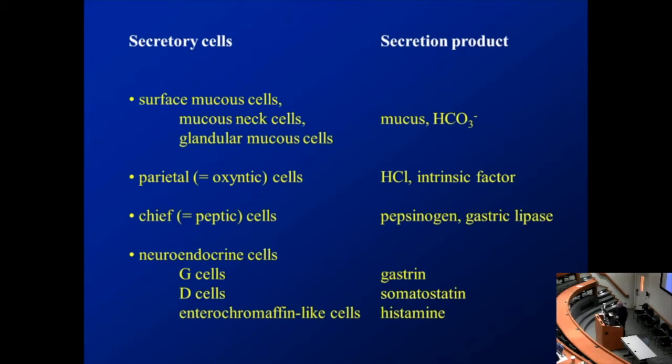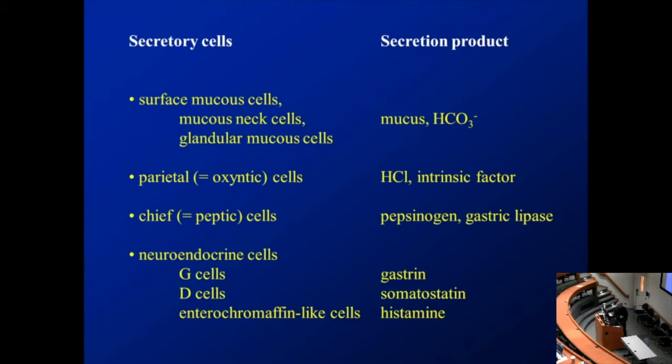So the parietal cells are the ones that produce hydrochloric acid, the acid secretion in the stomach, but they also produce this intrinsic factor, which is another protein that is used for protecting vitamin B12 from degradation in the acidic environment. So we have these R proteins and we have this intrinsic factor. Both serve the purpose of protecting vitamin B12 from premature degradation before it actually can be absorbed in the ileum.